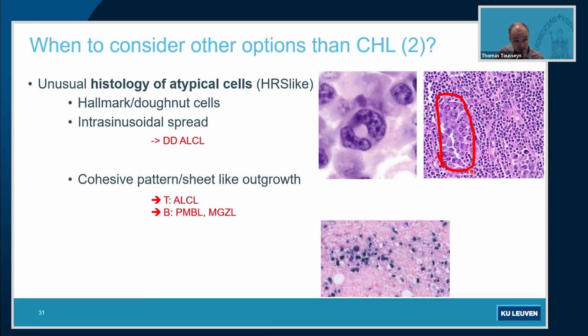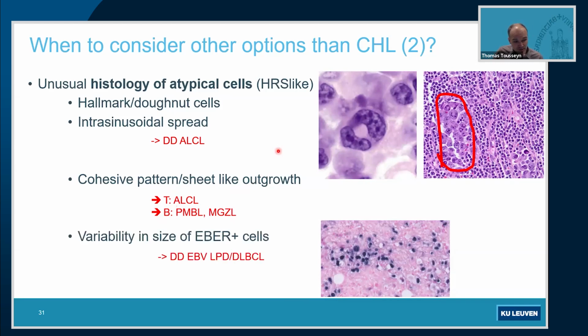Cohesive sheet-like outgrowth, apart from the lymphocyte depleted Hodgkin lymphomas where you can see it. It's a very common feature of ALCL if it's of T-cell origin. And if you see large CD30 positive cells with a sheet-like pattern, but in a patient with a mediastinal involvement, rather consider primary mediastinal B-cell lymphoma or mediastinal gray zone lymphoma, or look for features that could point in towards that direction.